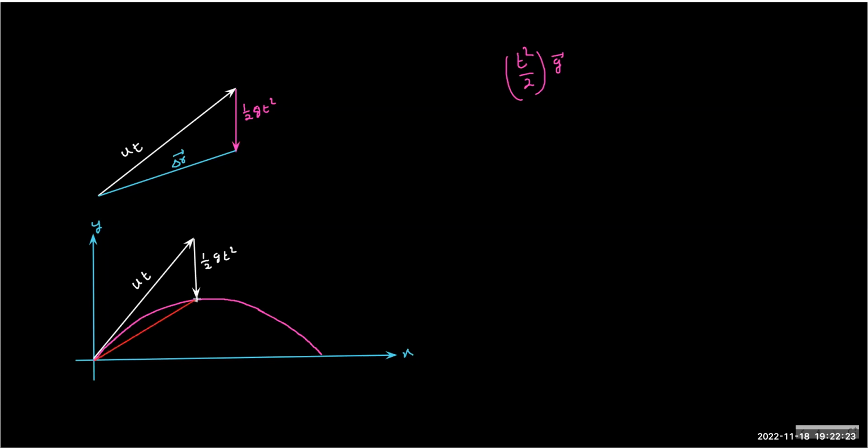This is your displacement because you started from the origin. So this is called delta. You can call this as ut vector. You can call this as half gt square vector. So lengthwise, it is very simple. This is ut, this is half gt square, and this is your displacement vector.